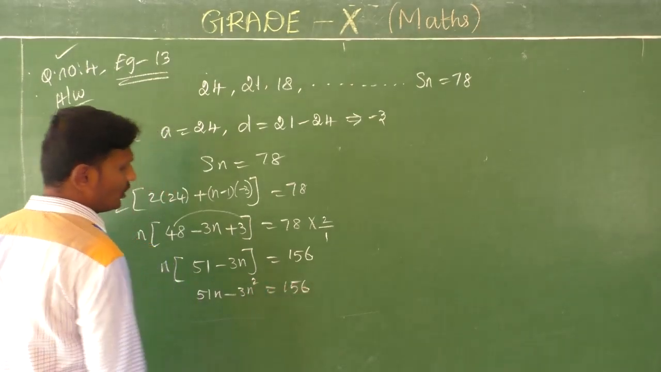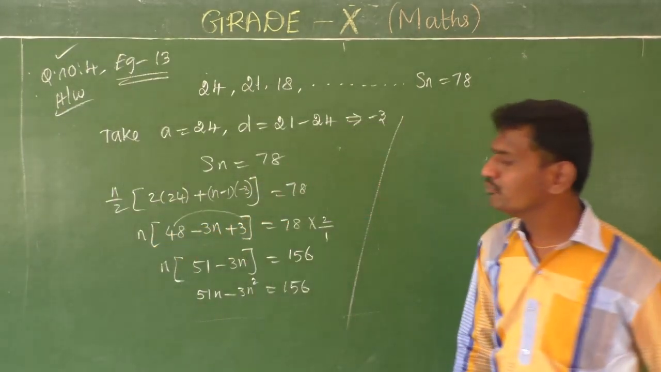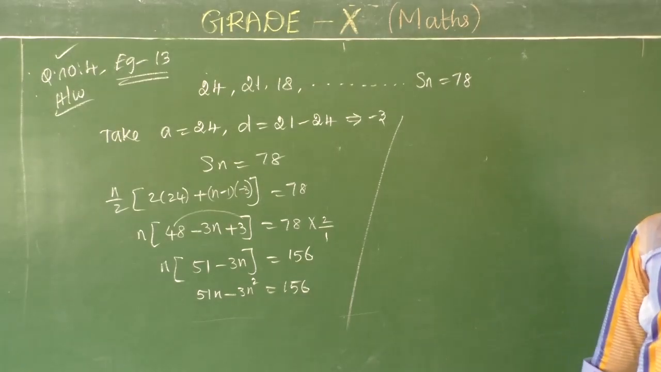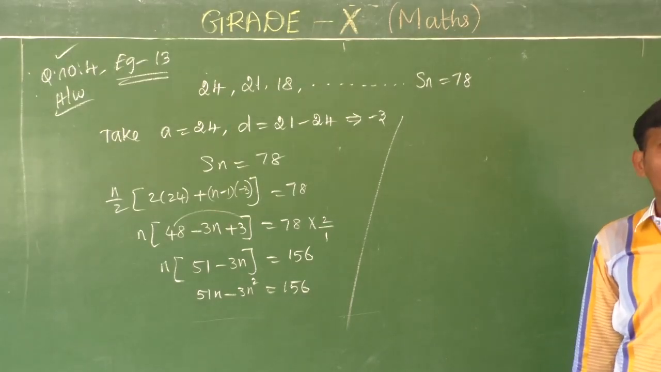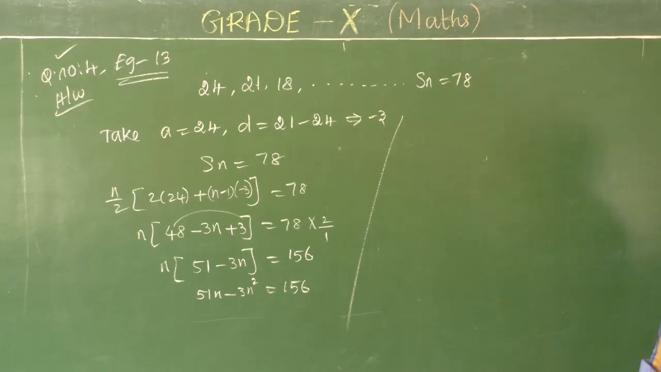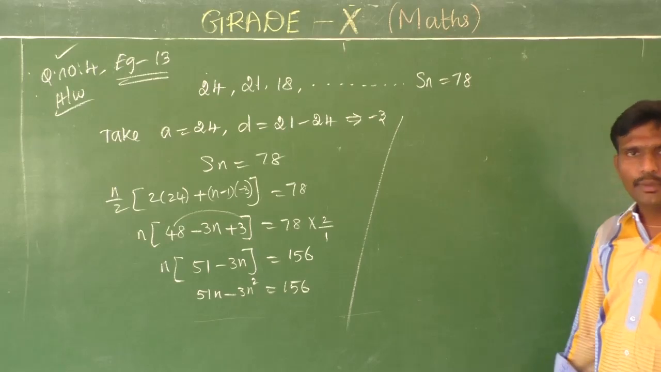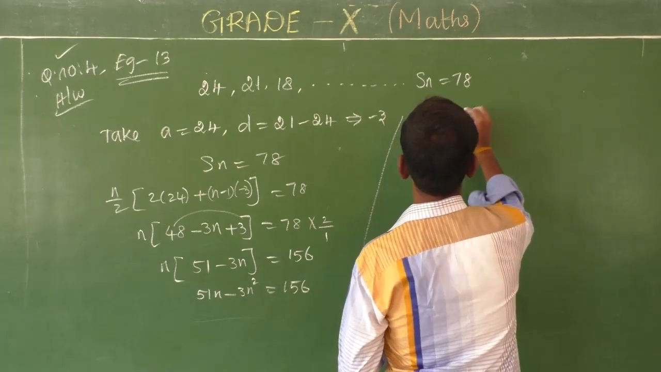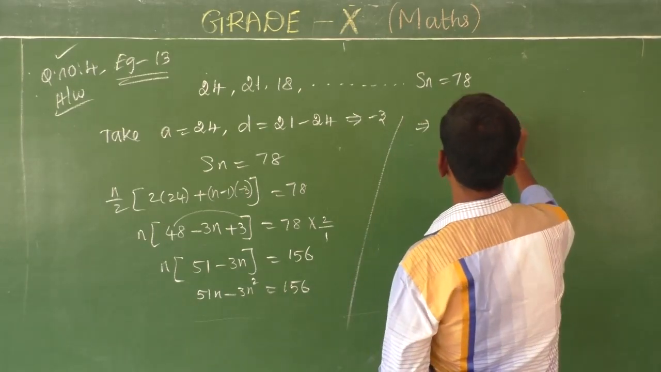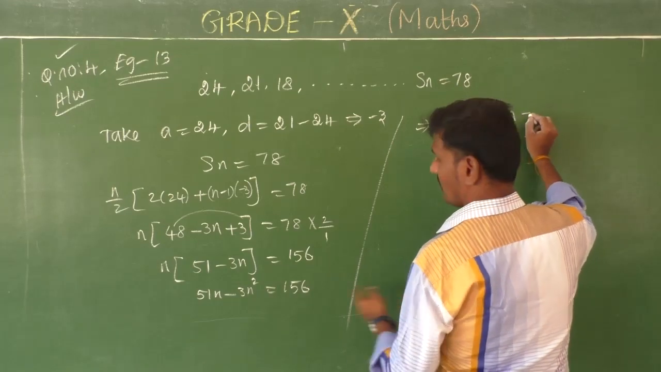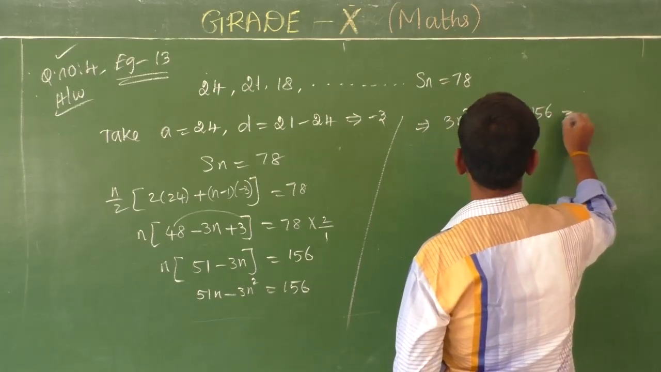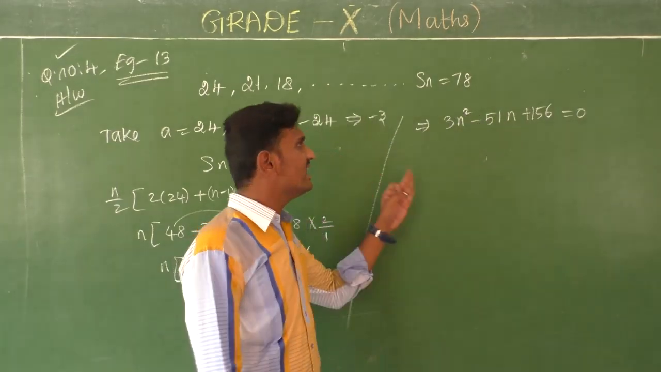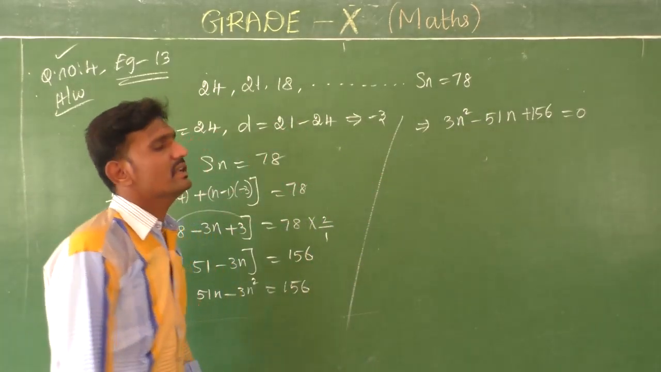So students, now see, you have to frame a quadratic equation and solve it. Already you know what the quadratic equation is and how to find the roots from the second chapter, polynomials and quadratic equations. Based on these two chapters we are going to do this. See, minus 3n square moving to that side, it will come plus 3n square minus 51n plus 156. So look at the three terms: 3n square minus 51n plus 156.